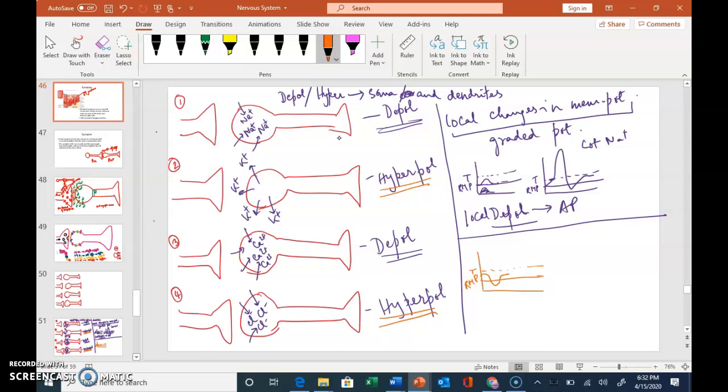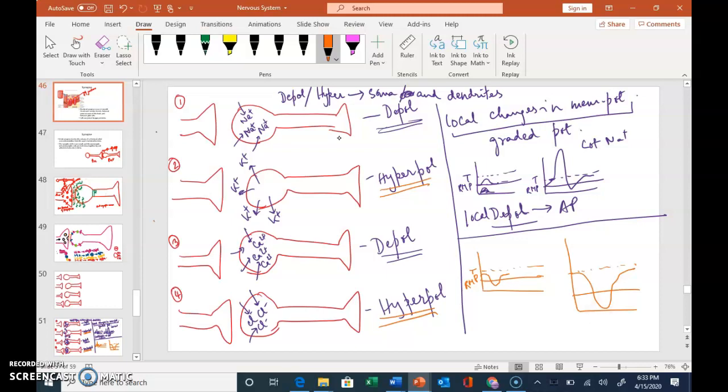Right? It'll hyperpolarize. Now let's say you have a lot of chloride rushing in. Greater hyperpolarization. In case you get hyperpolarized, will you reach action potential? Will you get an action potential?